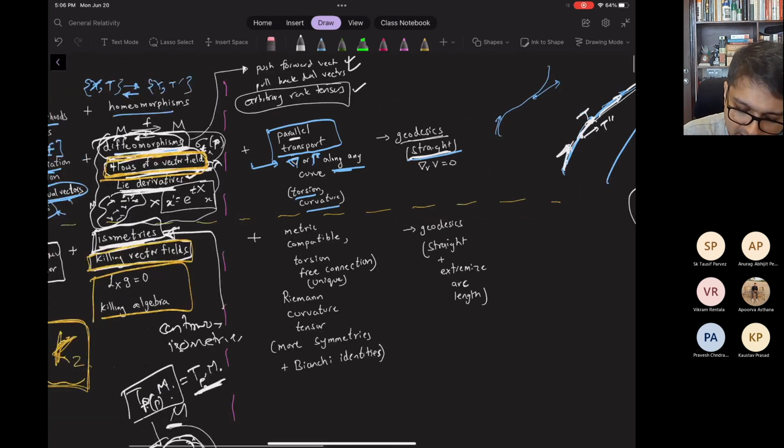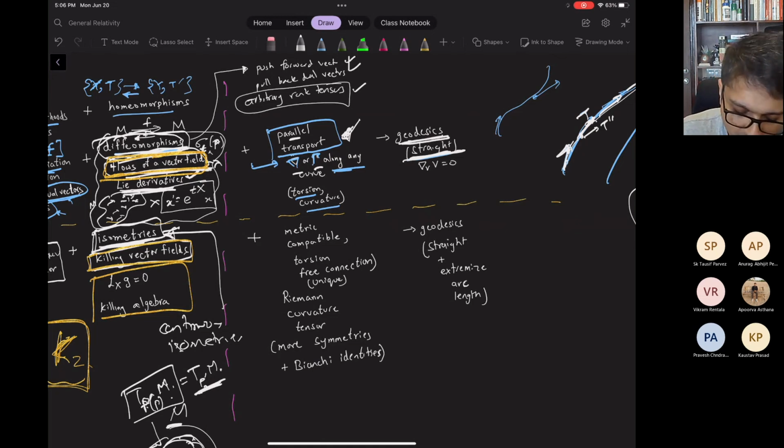Geodesics again don't require the concept of a metric. They give us the straightest possible lines on a manifold. And the only thing that they require is this additional structure, which is the notion of parallel transport, or some kind of affine connection or connection coefficients. So this was just for points on manifolds.